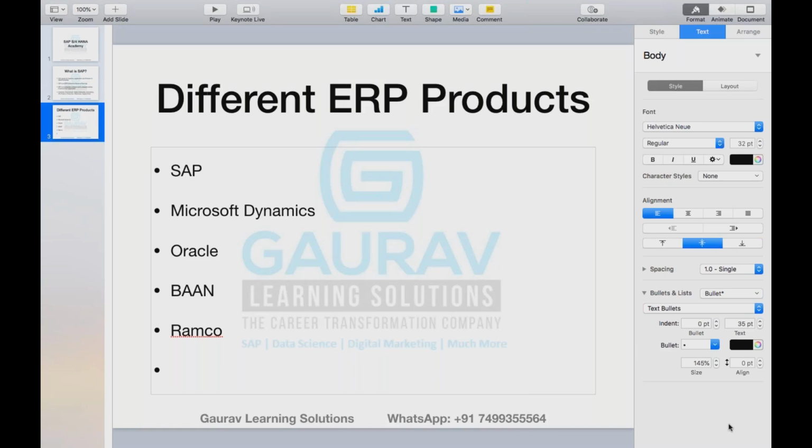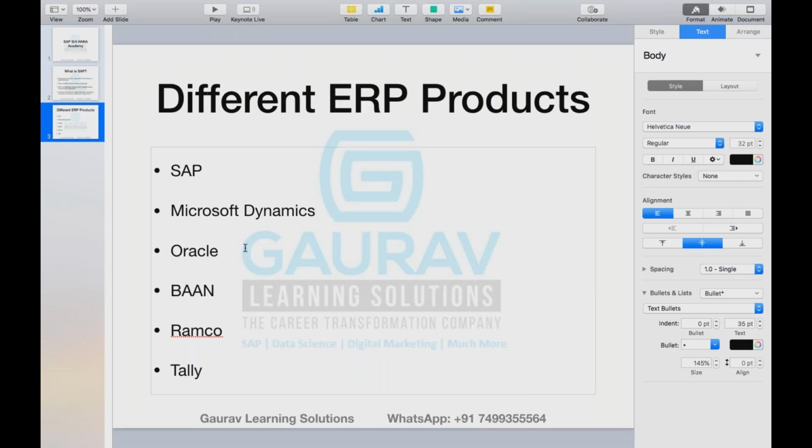Any others? You remember? Tally will not come under ERP. Although they say Tally as ERP, according to the definition, it should not come under ERP. But maybe for the smaller companies, if they are saying yes, they can manage their inventory, they can manage their purchases, it is fine. Okay, so maybe if you want, I can enter Tally also here.